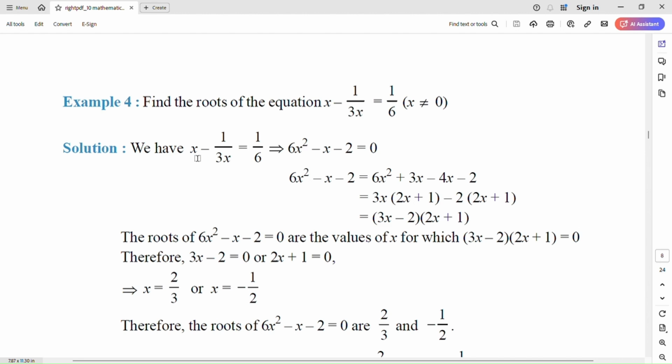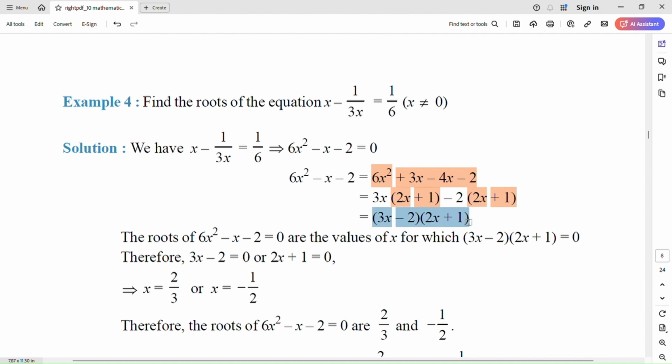You multiply this equation with 3x. Then, and take 6 to the other side, what you will get is 6x square minus x minus 2 equal to 0. Okay, so you converted this equation into a quadratic equation now. Now it is simple. It is same as how you factorize. Minus x can be written as plus 3x minus 4x. So 6x square plus 3x minus 4x minus 2. Then from the first two terms you will take 3x as common, and it will become 3x minus 2 into 2x plus 1.